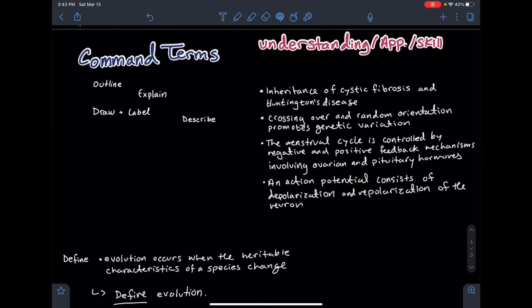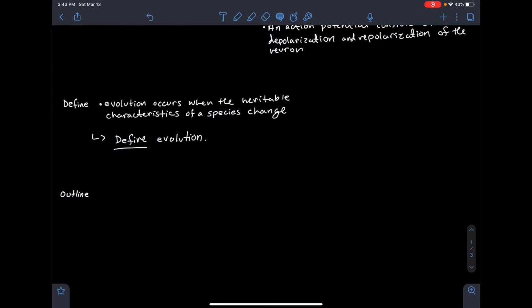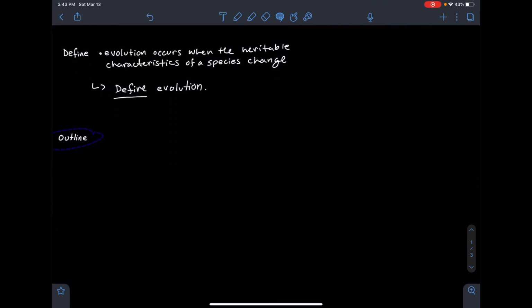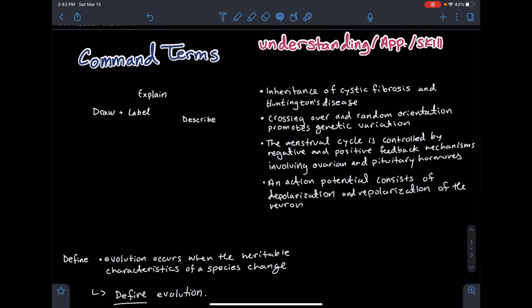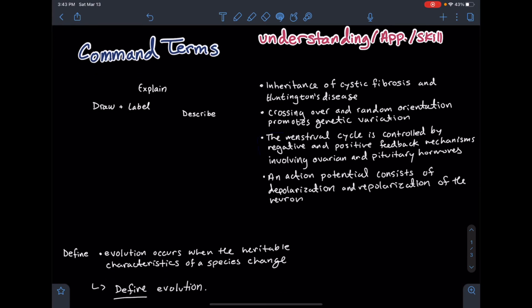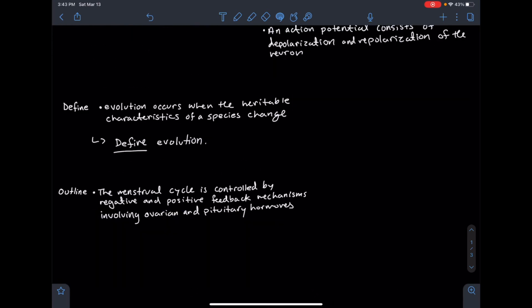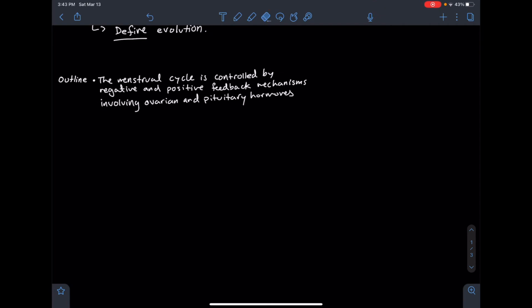I think we're going to go with outline. Outline is a pretty good command term for practice questions, because it's very general and it requires you to remember a lot about the understanding statement. I'm going to go with the question about hormones and the menstrual cycle, because this is a very tricky topic that a lot of the students I work with have questions about. So it's good to have a decent practice question about outlining all the hormones involved.